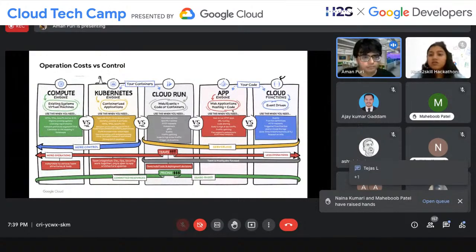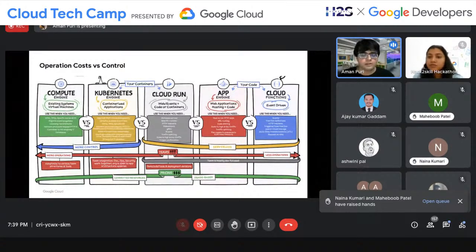So Compute Engine and Kubernetes Engine are infrastructure as a service. Cloud Run, App Engine, and Cloud Functions come under platform as a service solutions. And then you have Gmail or any such software, which comes under software as a service solutions. And Cloud Functions is itself a function as a service or platform as a service, whatever you want to call it. But that's generally how the whole idea is.